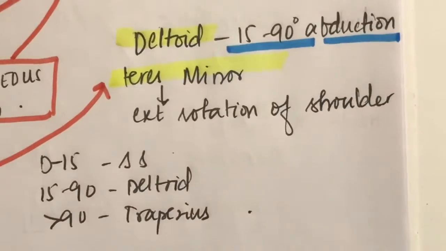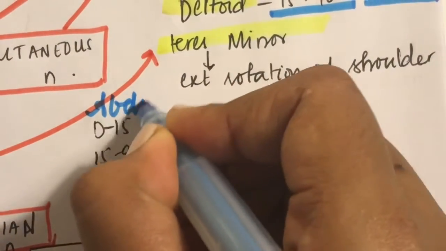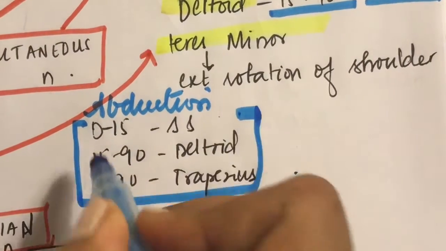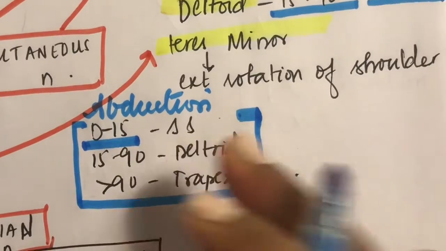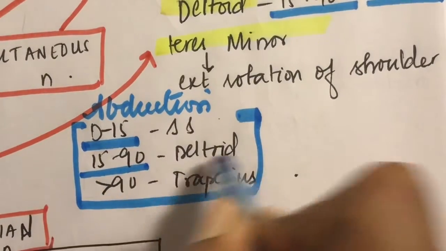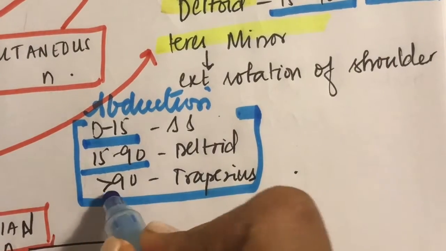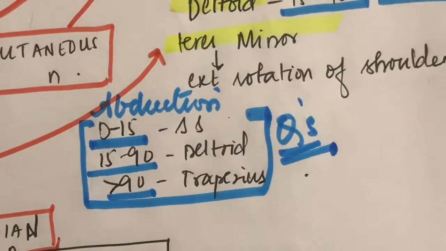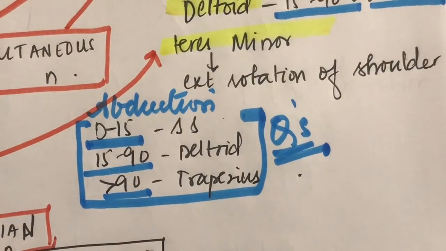I told you I'll discuss all the degrees of abduction with you because this is quite high yield. In abduction, the first 15 degrees is by supraspinatus, like we already discussed. 15 to 90 degrees is by deltoid, and more than 90 degrees it's by the trapezius muscle. They keep asking questions on this. It's quite important, and I think I have a picture for that.